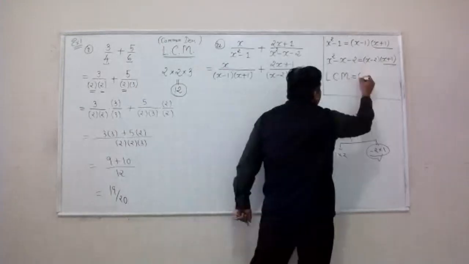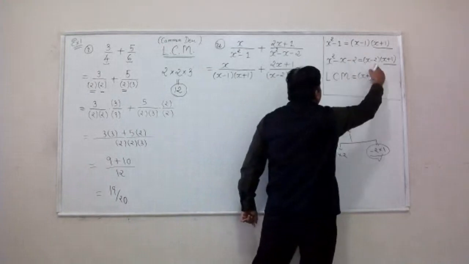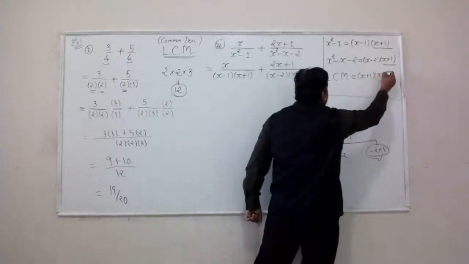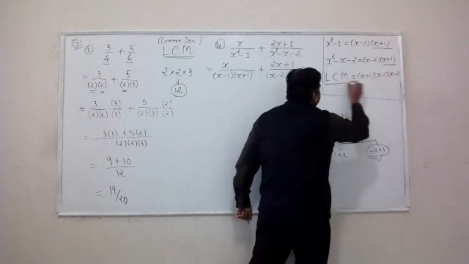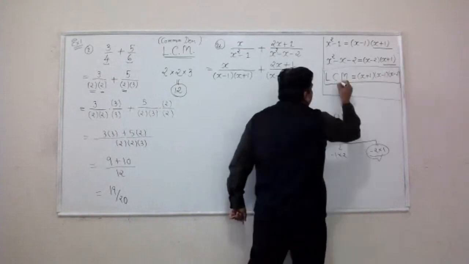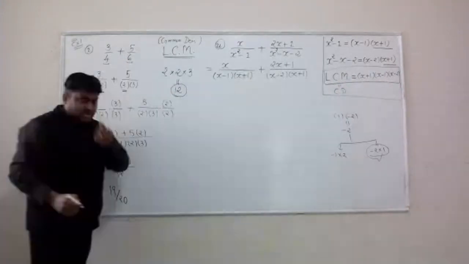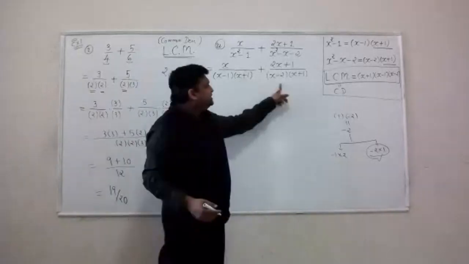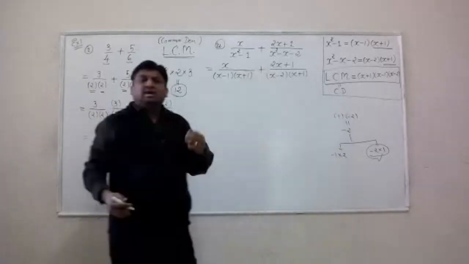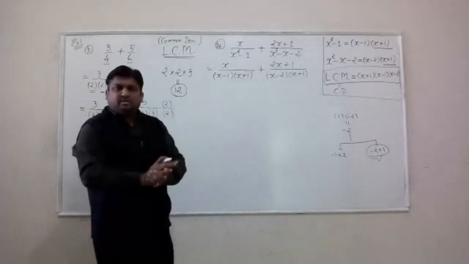So x plus 1 will be counted only once. Then I have x minus 1 and x minus 2. So I'm going to keep those two factors. This is the least common multiple, or if you want to call it, common denominator. All right. This is what I want in the denominator of each of these terms in order to add expressions in the top. Let's make it visible.